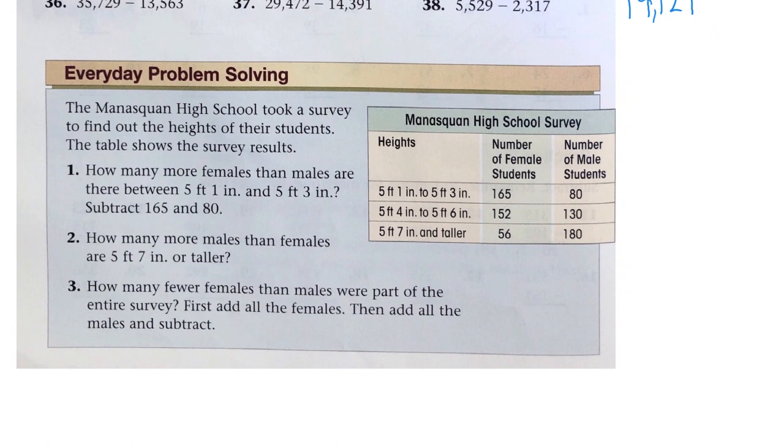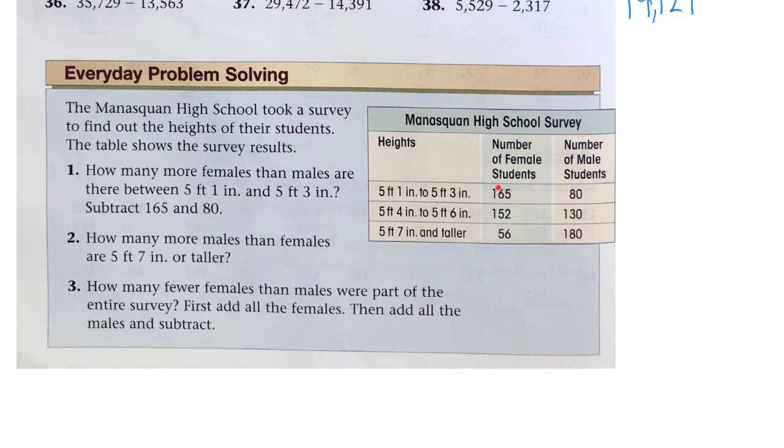Everyday problem solving. The Manasquan High School took a survey to find out the height of their students. The table shows the survey results. Height, number of female students, number of male students for the survey. So number 1, how many more females than males are there between 5'1" and 5'3"? So let's subtract that difference.